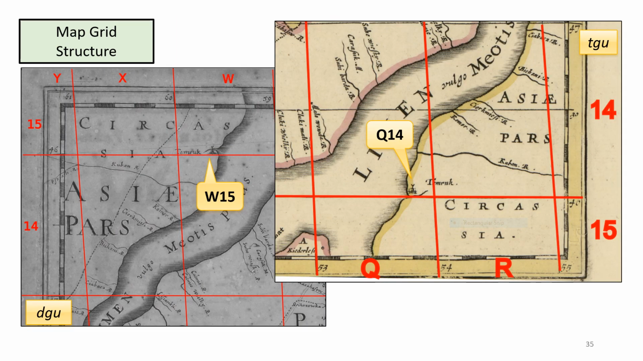Here are two examples of the use of map grids to locate the Beauplan place named Temruk. Note that due to discrepancies between the two maps, this place is located in grid square W15 on one map and Q14 on the other map.